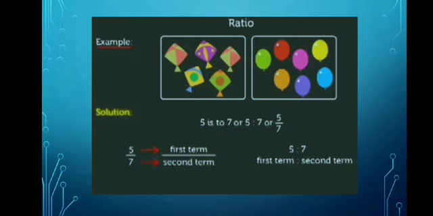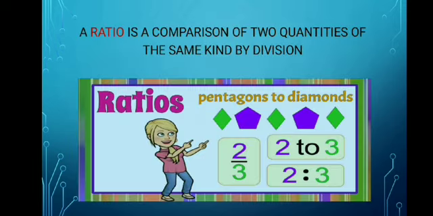By this example, you can construct the definition of ratio. So, what do you mean by the ratio? The ratio is the comparison of two quantities of the same kind by division.